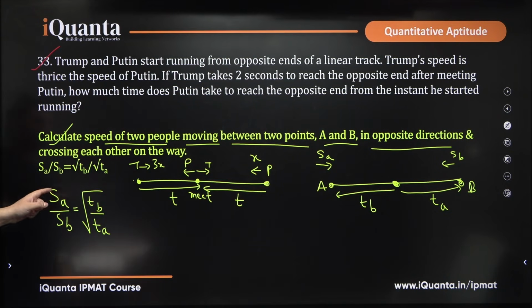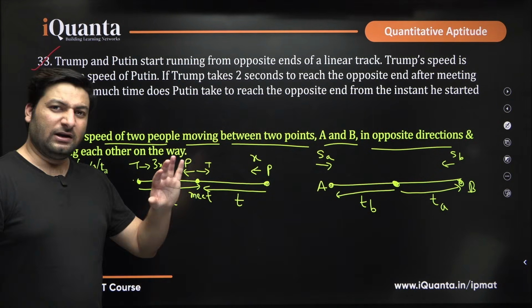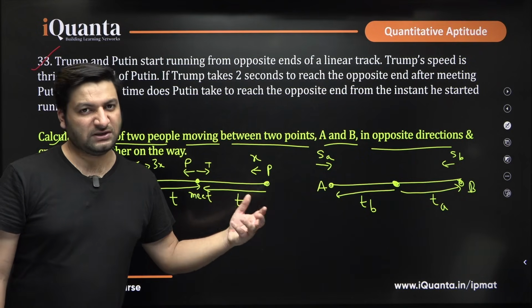So you can remember it as SA upon SB equals root of TB upon TA. The ratio is inverted here: on one side it is A by B, on the other it is B by A. Let's look a bit into the derivation, it will be easier for you to understand.